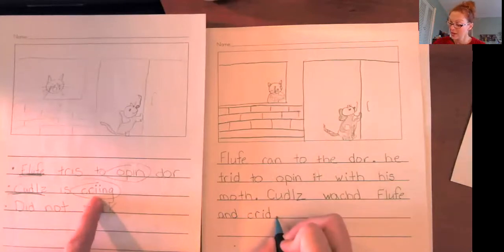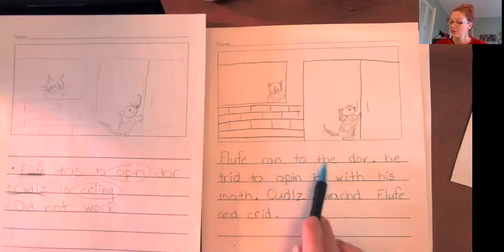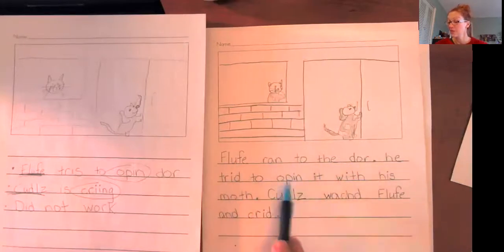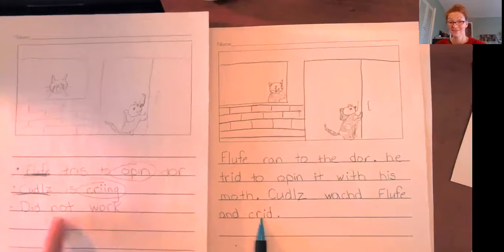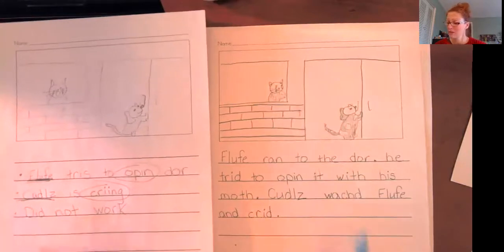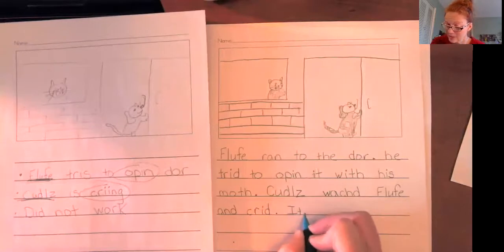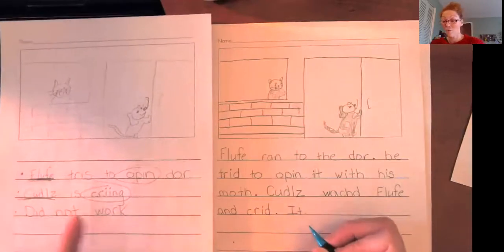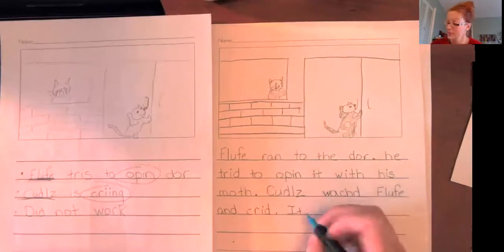Fluffy and cried. Fluffy ran to the door. He tried to open it with his mouth. Cuddles watched Fluffy and cried. Why? Why was Fluffy still crying? It did not work. It looks like a period, but it's not.